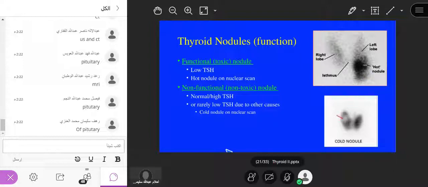The other nodule is the non-functioning or non-toxic cold nodule. Those patients will have either normal or high TSH, so away from hyperthyroidism.